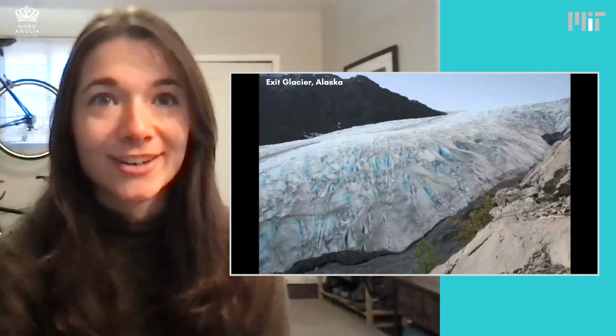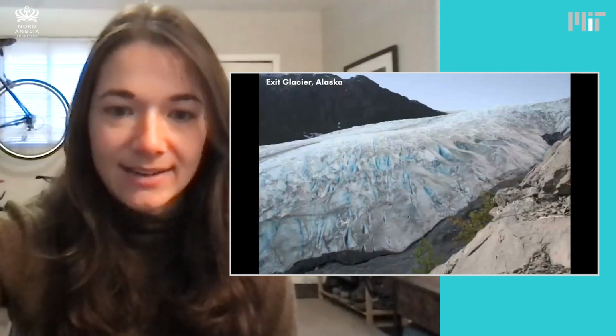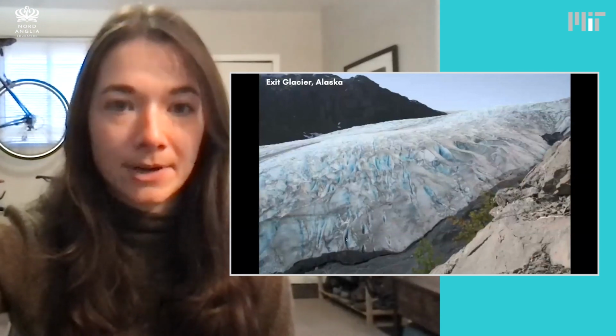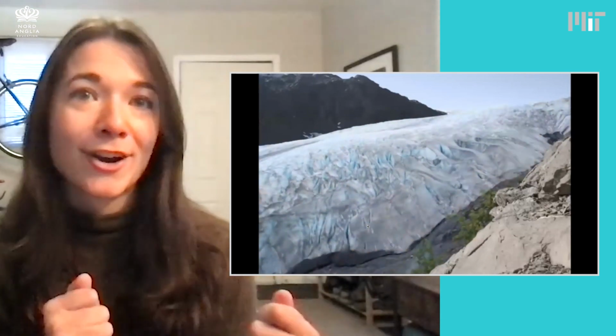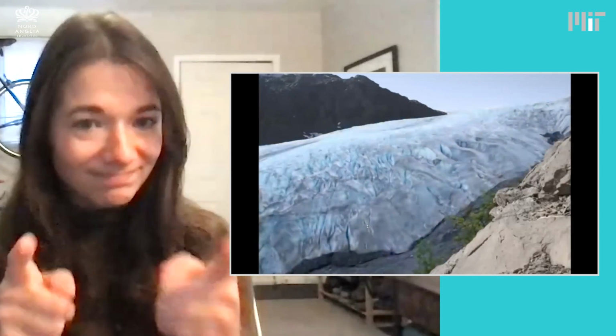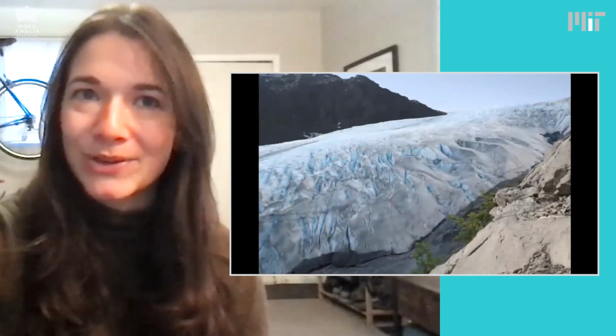This is Exit Glacier in Alaska, and this is a time lapse of its movement through the summer. This is also a glacier in a national park in Kenai Fjords, and so you can take tours of this glacier if you ever are able to go to Alaska. Very accessible glacier, so it's cool, you can go up to it.